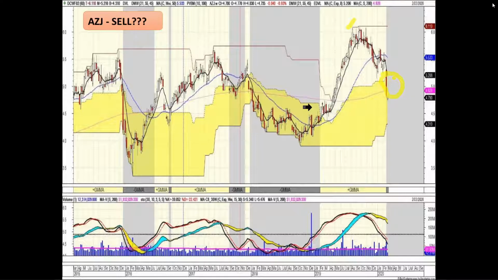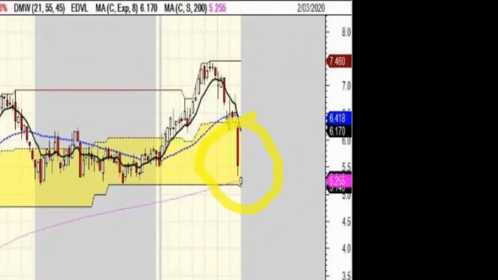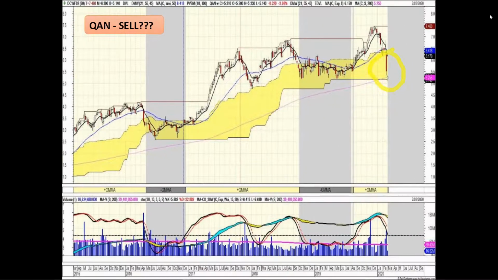So that's AZJ, and the next one I think is Qantas. Poor old Qantas. Next slide, please, Robert. Qantas, yeah. I've never owned Qantas. To be truthful, that's not a stock that I get terribly excited about. But I was watching it here and thinking, why would you own it? It's into the yellow zone. To me, if you owned it, you shouldn't be in it. So to me, it was a sell.